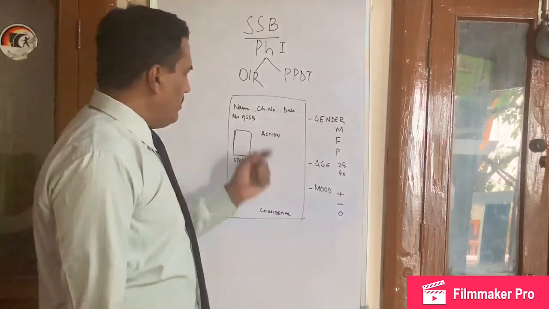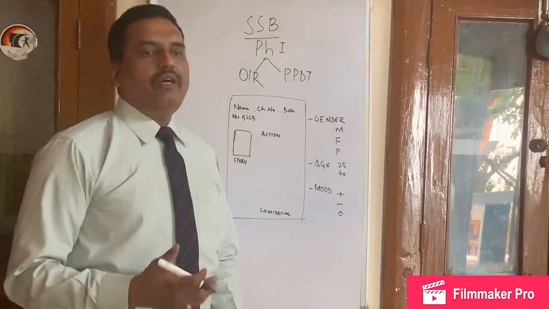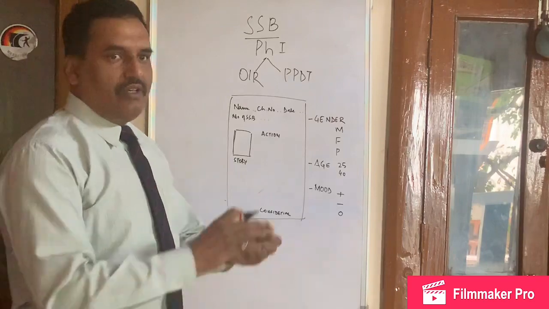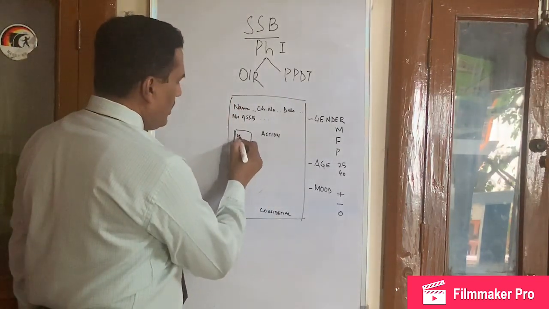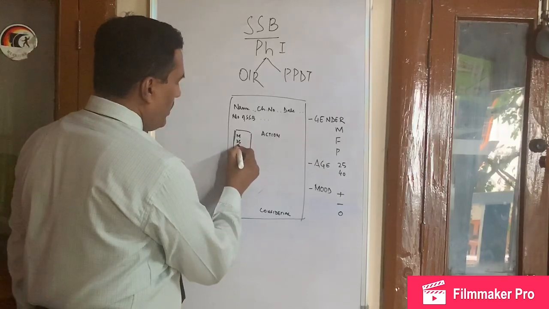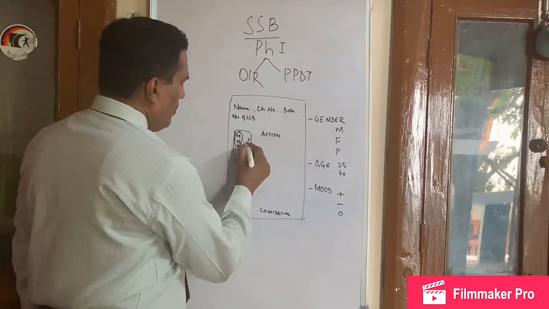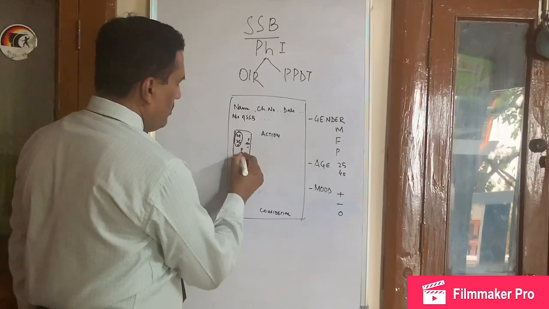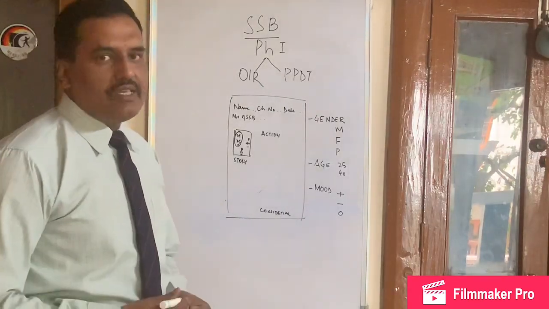Then he will give you an example also. He will say, I will give you an example. A candidate like you all was shown a picture and he made the following observation. On the screen there will be something like M25 plus with a circle around it. Then it will be F40 minus, P for person 17 0. They will show an example like that.